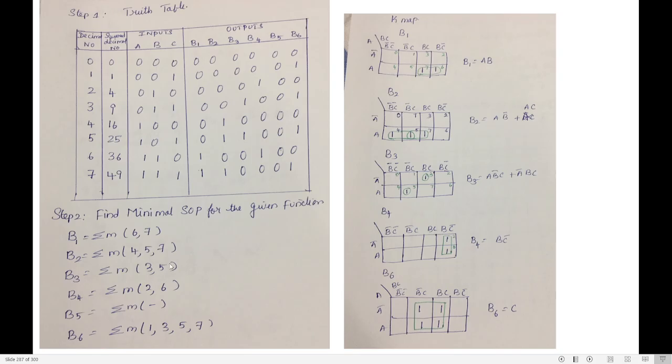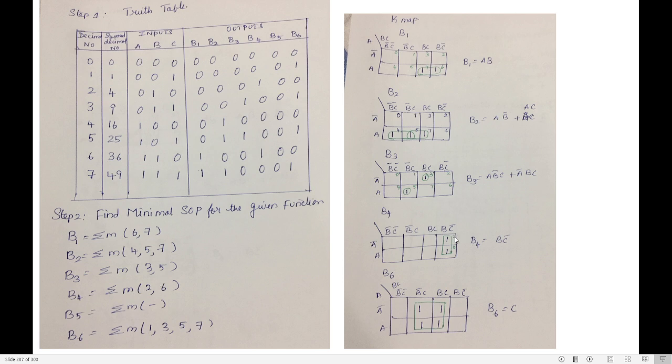What is B3? 3 and 5. In the place of 3 and 5, you need to mark ones. Can I group it together? No, because these two are not adjacent. I cannot group diagonally. It should be neighbor, adjacent. Only then I can do the grouping. Since it is not adjacent, I'll write it as single. So what is this? A, B bar, C. Over. This one is A bar, B, C. Done. Next, what is B4?